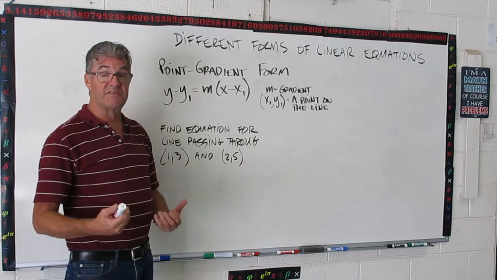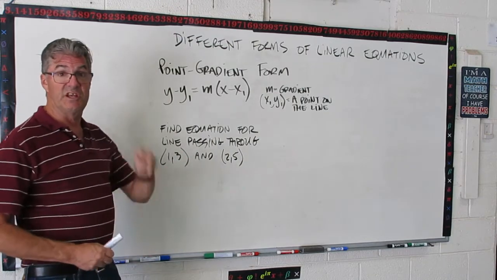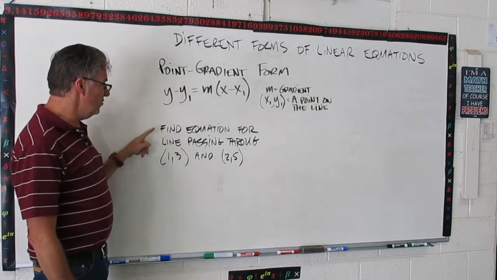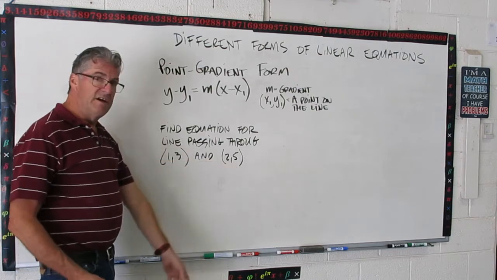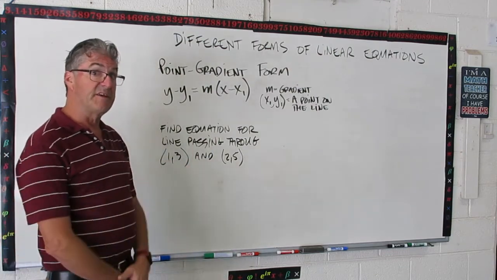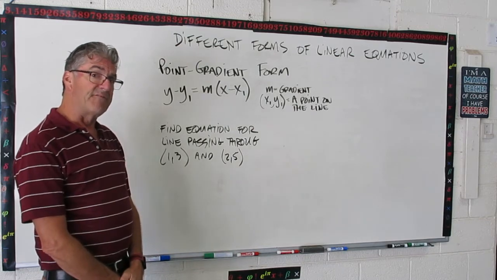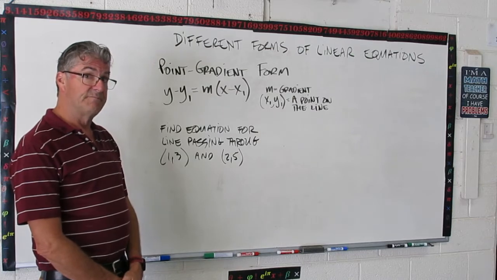Let's do another example using the same point gradient form, although this time we're just going to give you 2 points. So find the equation for the line passing through the point 1, 3 and the point 2, 5. Now this is a little tricky. Your first step here is to pull out something from a previous lesson. Think about that for a minute. What would you do? And if you know what to do, go ahead and try that.